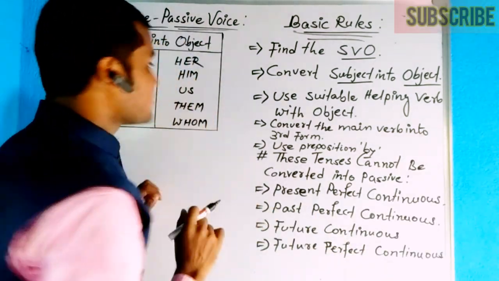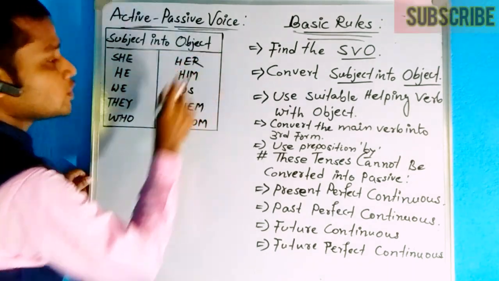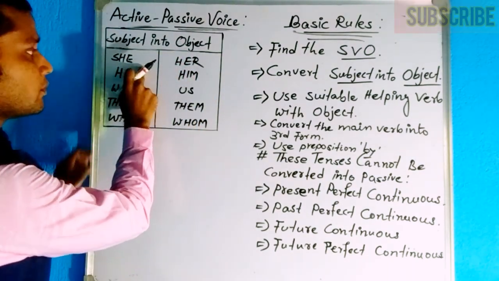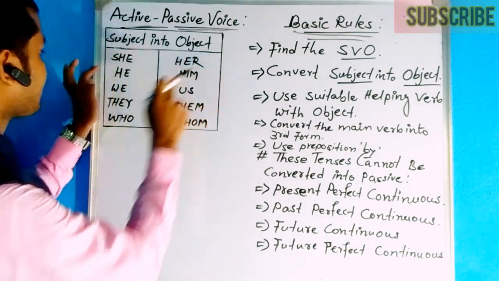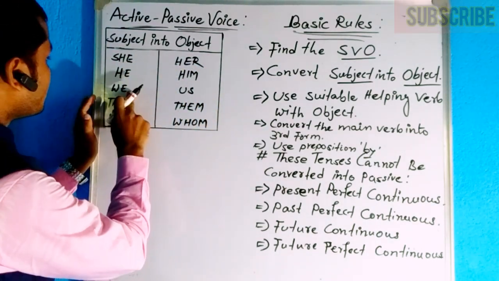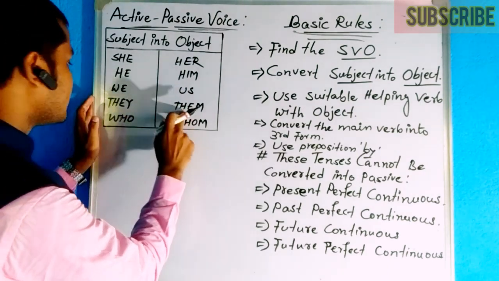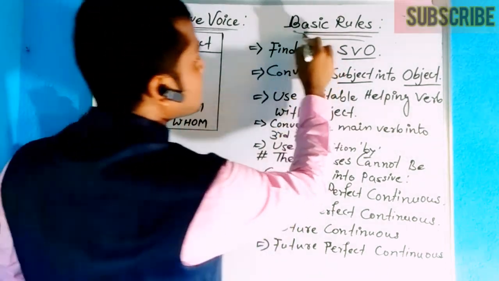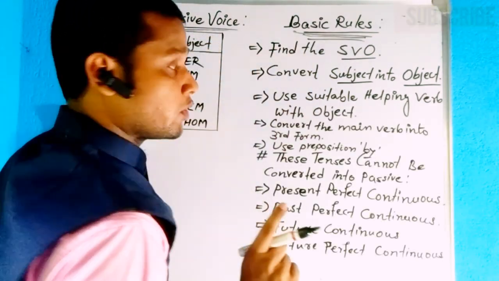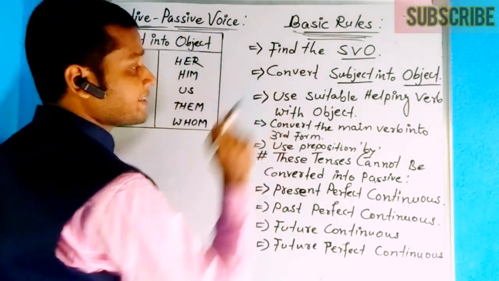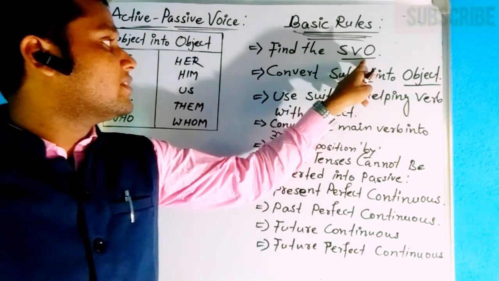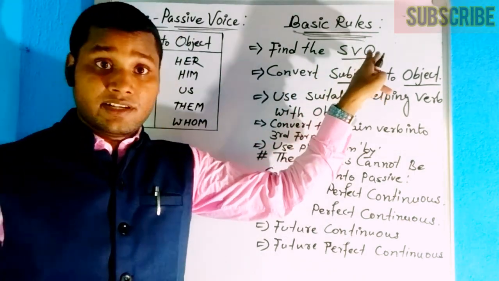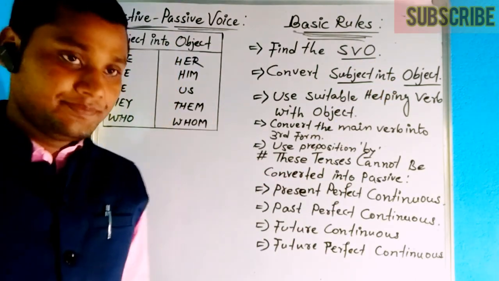The first and foremost, you see subject into object. When it is she in active voice, in passive it will be her; he, him; we, us; they, them; who, whom. Now, the basic rules of active and passive voice. So find the subject, verb, object.